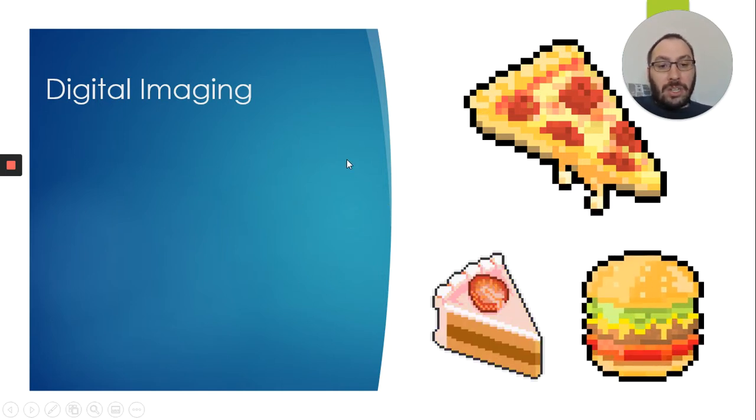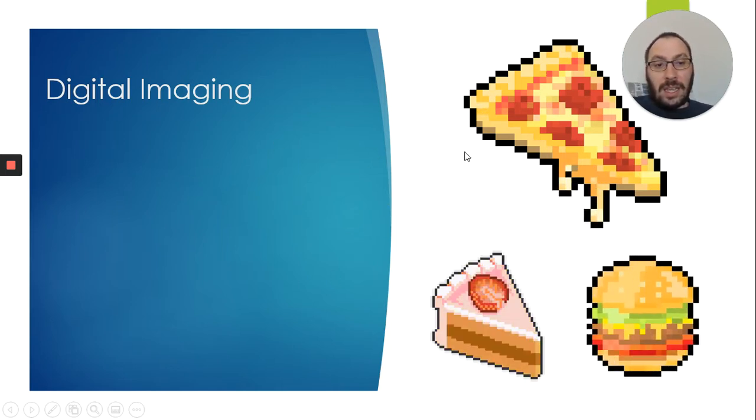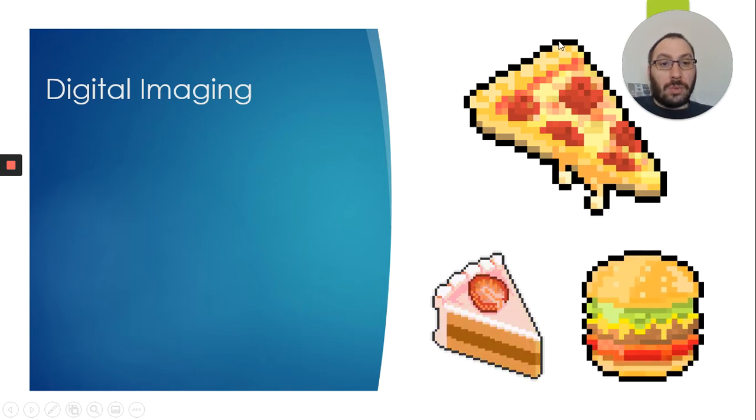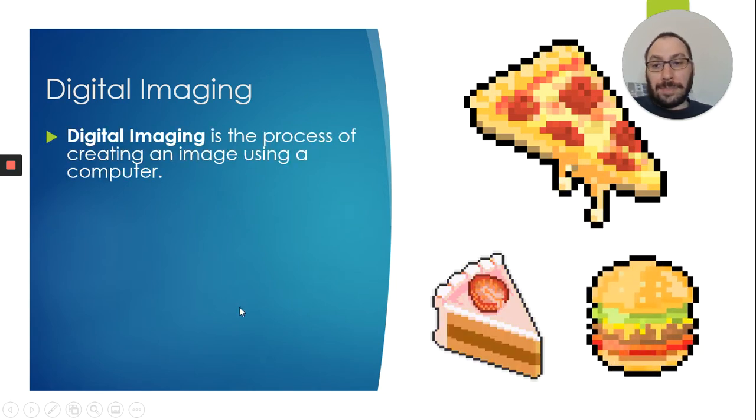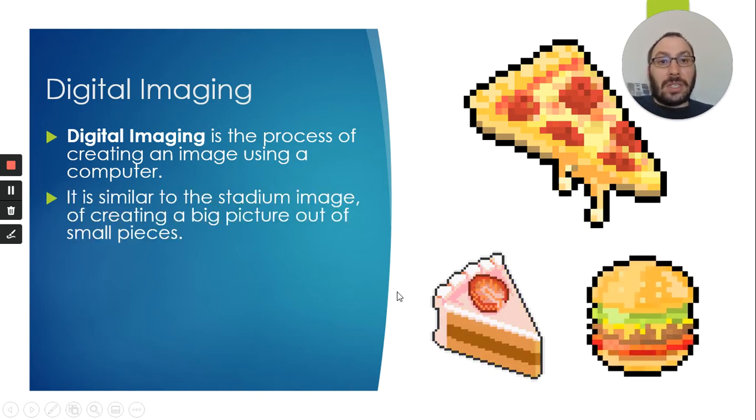More digital imaging here. You see some beautiful GIFs on the side. Digital imaging is the process of creating images using a computer. These are all created by a computer. It is similar to the stadium images on the previous picture. If we take some of these little squares and put them somewhere else, obviously the picture will not turn out.